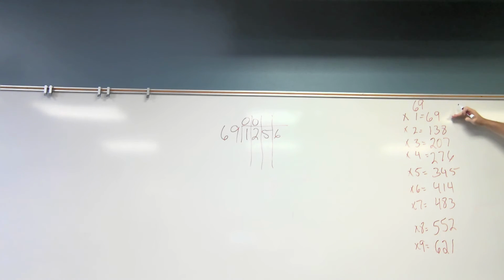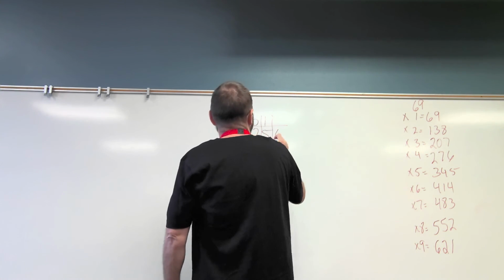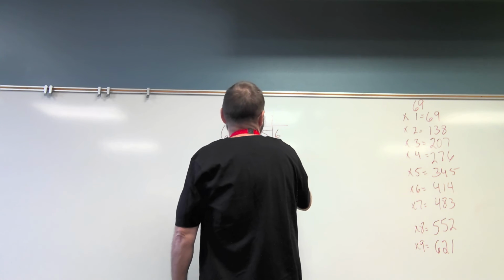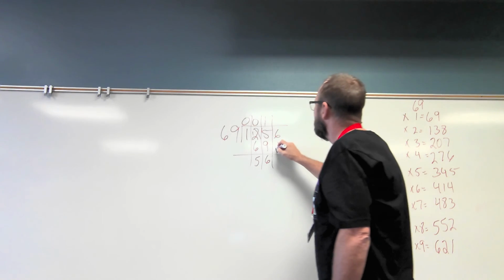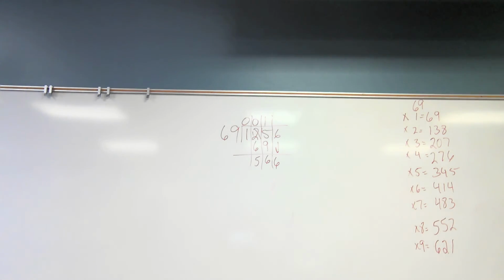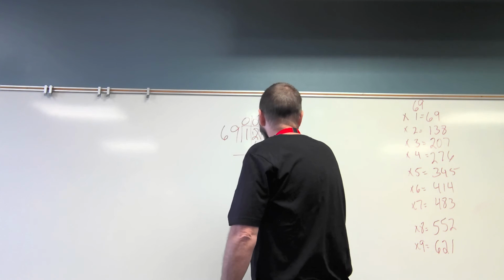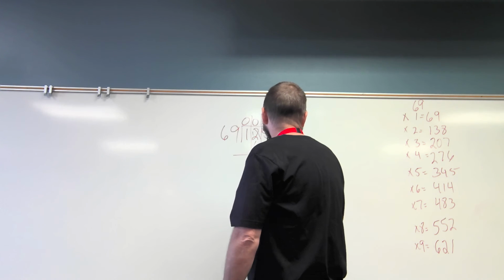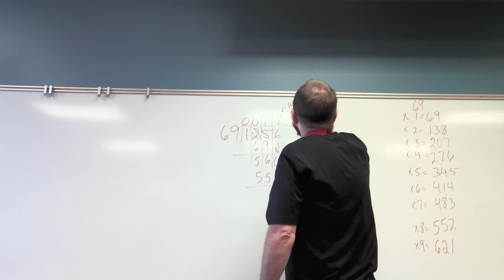I got to get as close to 125 as I can get without going over, and it's 1. So I subtract. That's going to be 56, and that's smaller than my divisor. So I'm okay there. I bring down the 6. Now I have to see how many times it goes into 566, which would be 8 times. And that is 552. So that's going to give me 14.